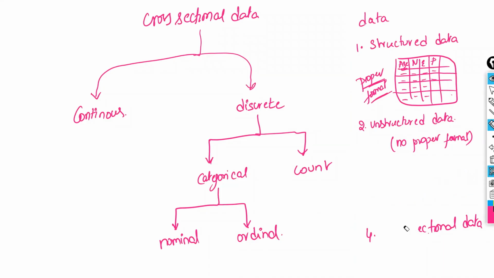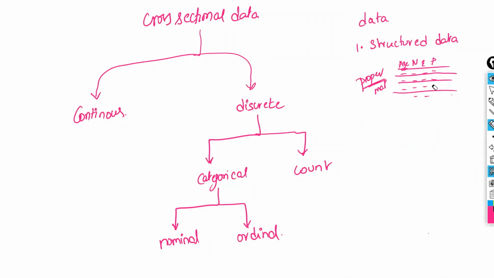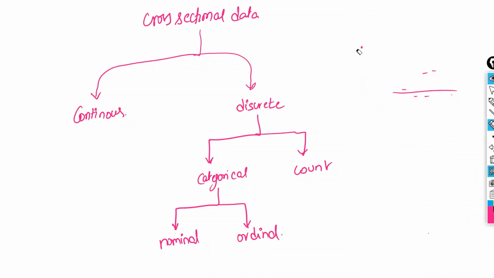Right? So your cross-sectional data was divided into structured variables. For the cross-sectional data, the variables are subdivided into continuous and discrete. Within the discrete, categorical and count, and within the categorical, nominal and ordinal. Now, what is meant by this?